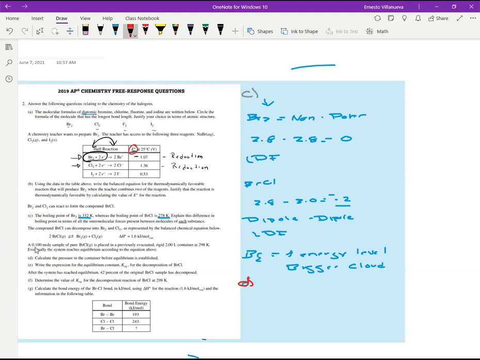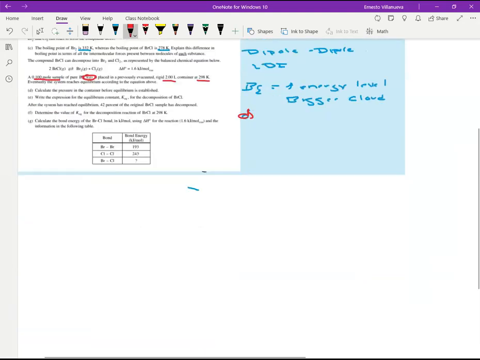Now, it tells you right here that you have a 1 mole sample of pure bromine monochloride and it's placed in a previously evacuated rigid 2-liter container at 298 Kelvin. Eventually, the system reaches equilibrium according to the equation above. Calculate the pressure in the container before equilibrium is established. Okay, so pressure, anything that has to do with gas, and we know we're working with gas because it tells you right here, gas, you're going to start using the gas laws, okay? Now, there's several to choose from, okay?